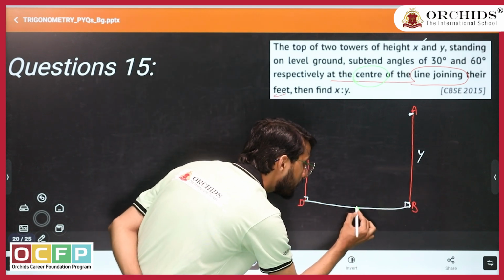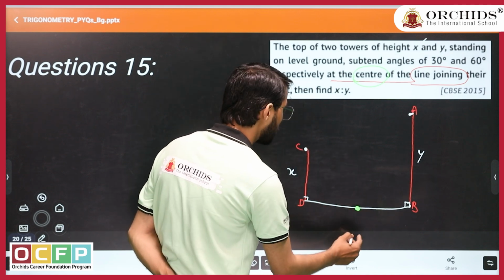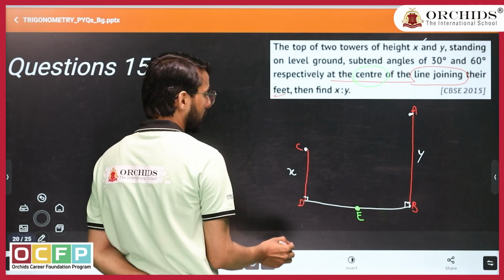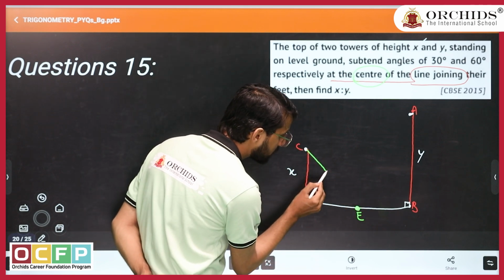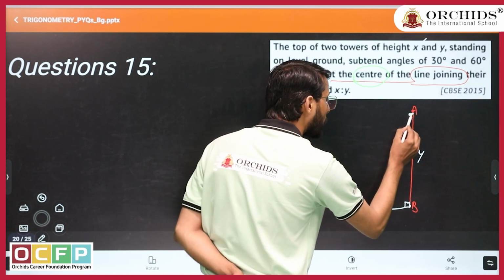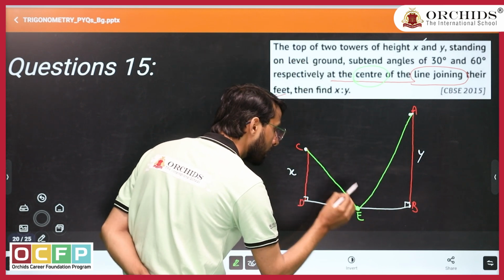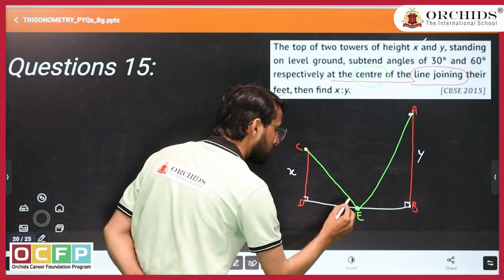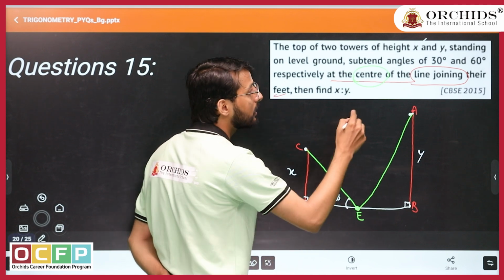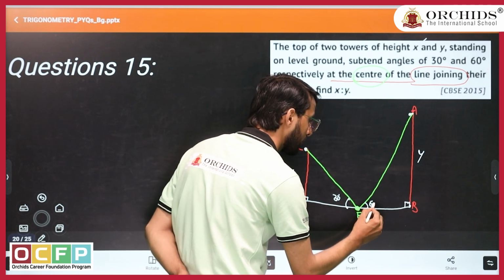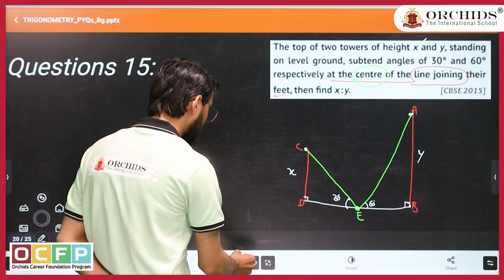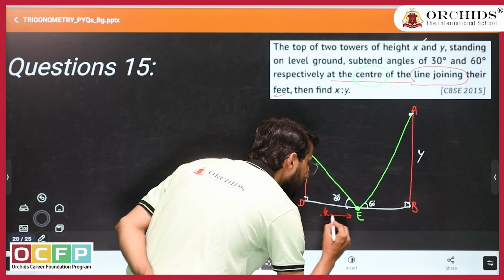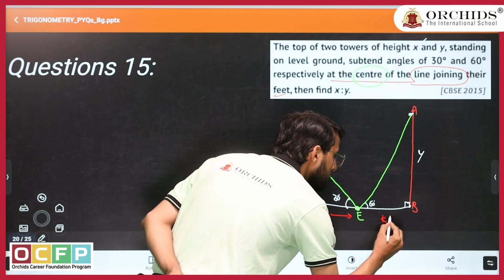Midpoint, center, I am taking it as E. Suppose A, B, C, D, this as E, center. Now it means from the point C it is joining here, from the point A it is joining here. And what angle are they making? The angle with the first is 30 degree, and the angle with the second is 60 degree. And what else they have given? This is the center. It means if this is K, this is also K distance.